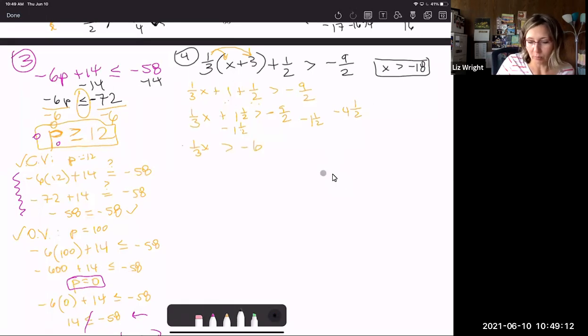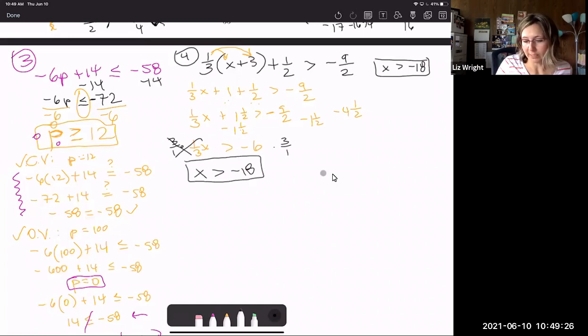Now I'm ready to get rid of this 1/3. So I'm going to multiply by its reciprocal. So that goes away. And I'm going to get x is greater than -18 for that. So we're not going to check this one. We're going to save some space on our paper. We are going to graph it though. So we're going to have -18, -19, -17. It's an open circle because it's just greater than, and it's anything that's larger than -18. So we're shading to the right towards positive infinity.